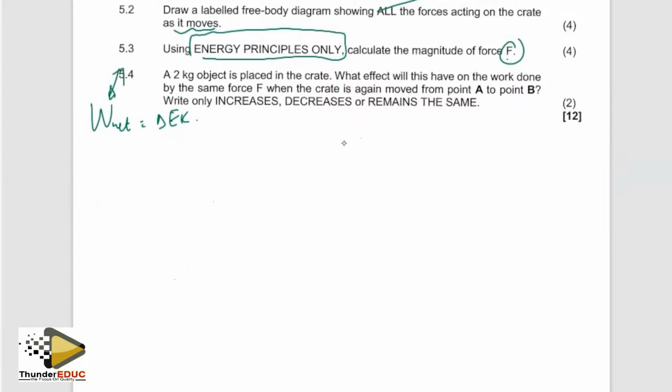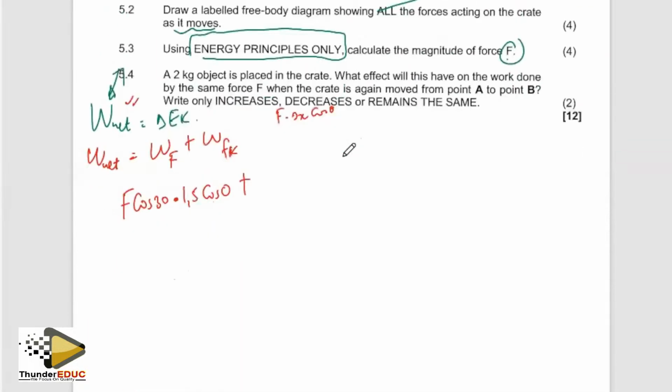Okay, so I'll start by looking for W net, which is going to be the work done by F plus the work done by the Fk. So work done, we said, is F delta X and then the cos of theta. So work done by the F is going to be F cos of 30. The displacement is 1,5 multiplied by the cos of 0. Plus, they gave us the frictional force, which was a 10, which is to our advantage. So 10 multiplied by 1,5 and then the cos of 180.